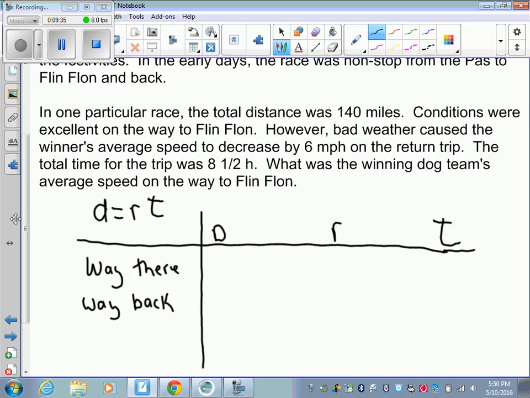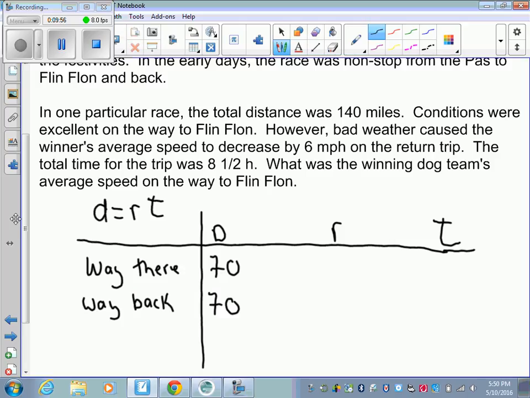Okay. So the total distance was 140 miles. That's there and back. Okay? So that means on the way there, my distance was 70. And on the way back, it was also 70. I covered the same distance both ways.